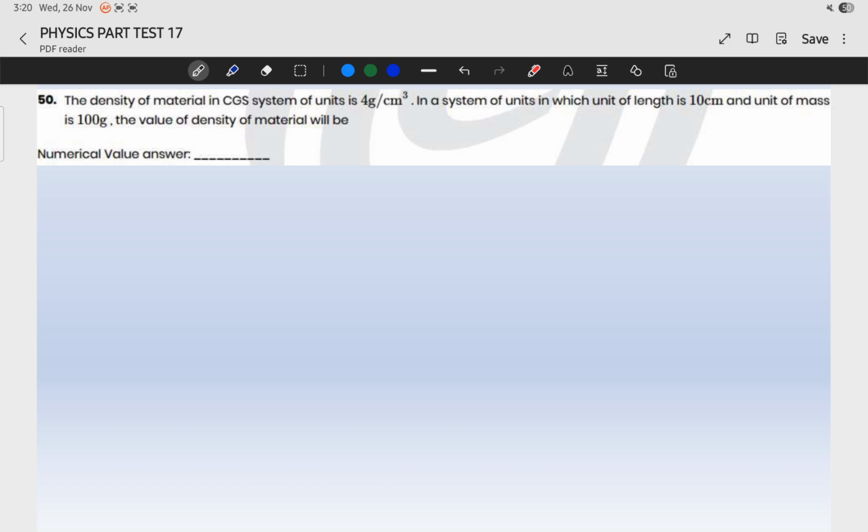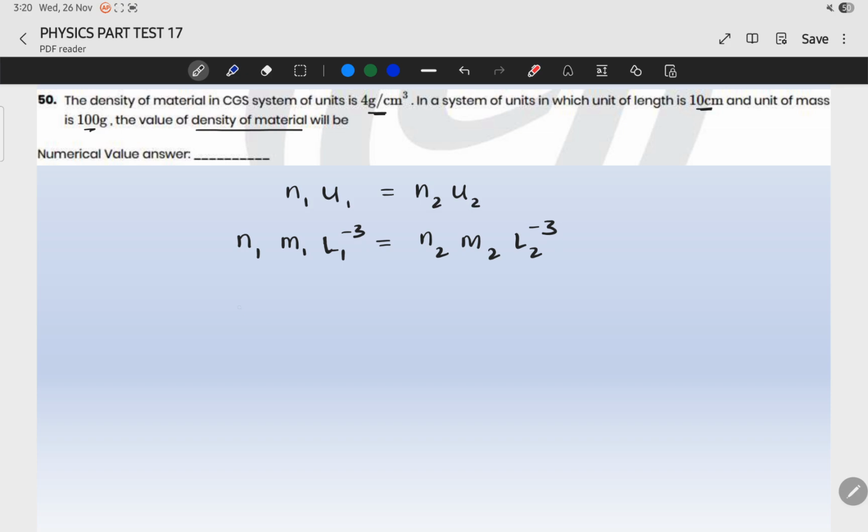The density of the material in CGS unit is this. We have another set of units. What is the density of the material in that unit? So we will simply use n1 u1 is equal to n2 u2. So n1 unit is M L to the power minus 3 for density. So we will write n1 M1 L1 to the power minus 3 is equal to n2 M2 L2 to the power minus 3.